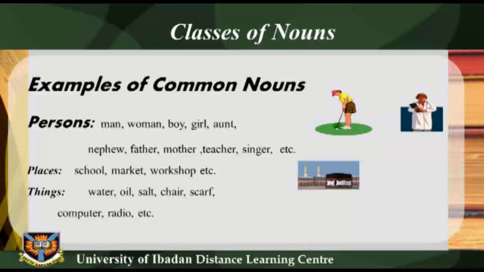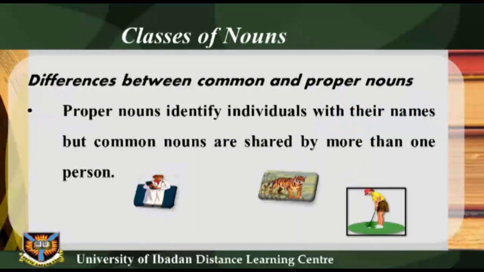Nevertheless, they have to be distinguished from those in the first group. The nouns in the first group are called proper nouns because they are the names that identify individual persons, places, and things. The nouns in the second group are called common nouns since these are names which more than one person, place, or thing has in common.